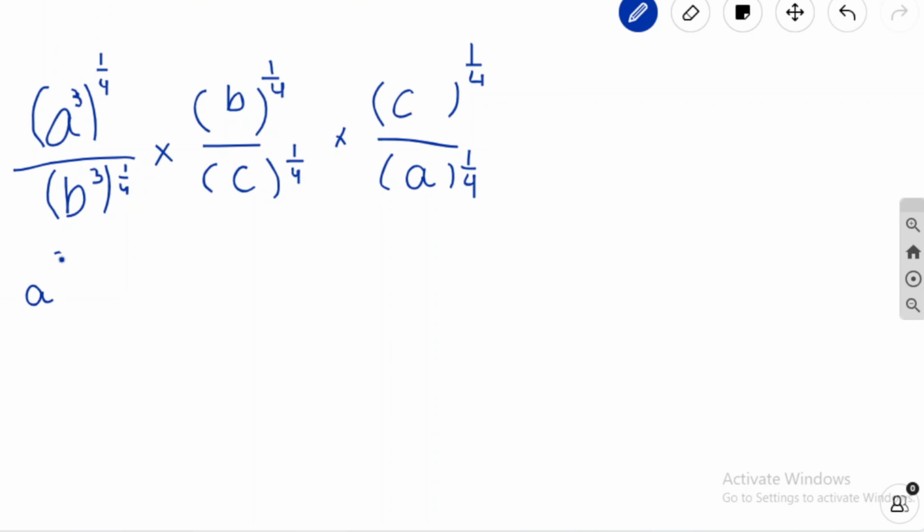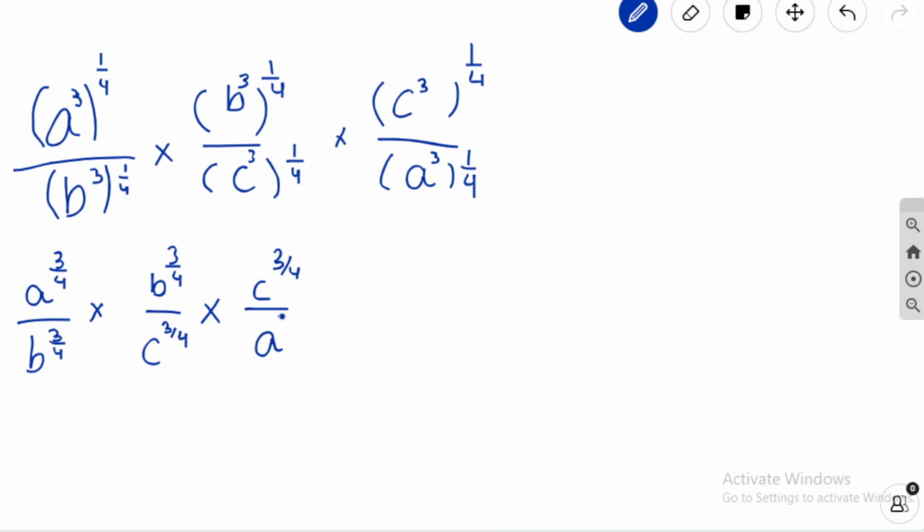3 times 1/4 is 3/4. We do a similar thing in the denominator: b raised to the power 3/4, c raised to the power 3/4, times c raised to the power 3/4, and a raised to the power 3/4. Now we have fractions being multiplied, and when fractions are multiplied, we can do the cancellation vertically, above and below, and diagonally as well.